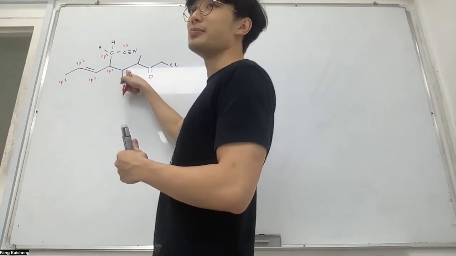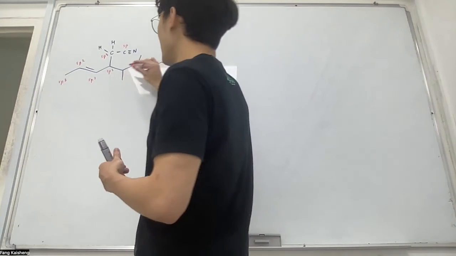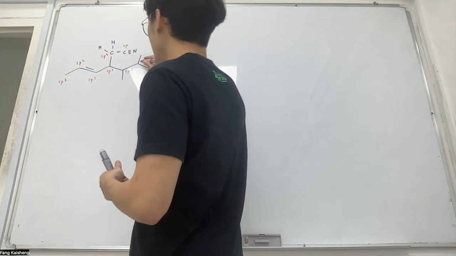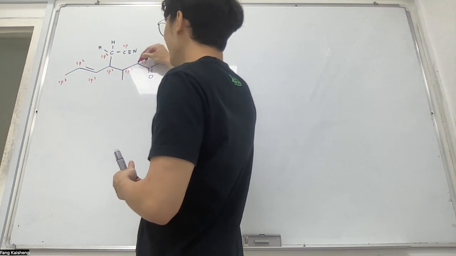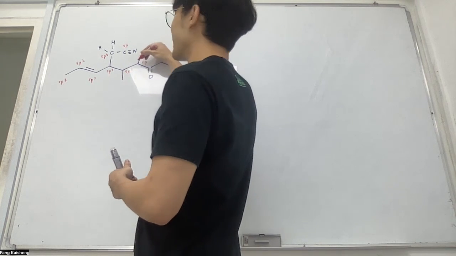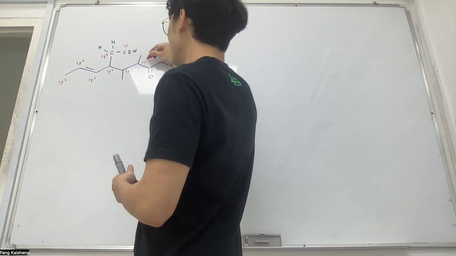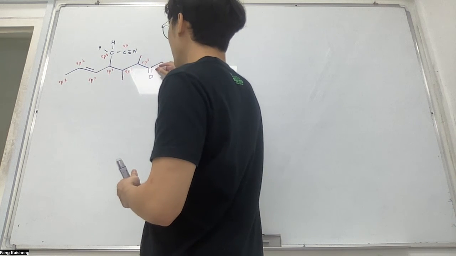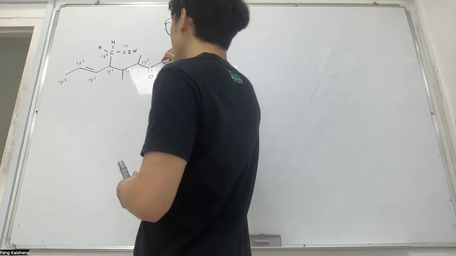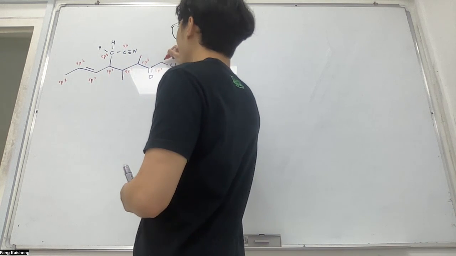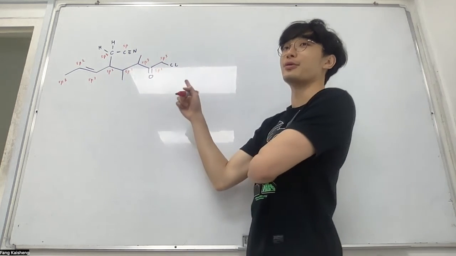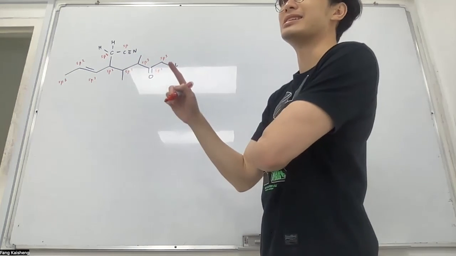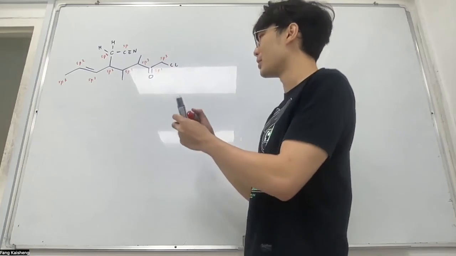How about this one? sp3. All single bonds, so it's sp3. Is that it? Yes. You see a double bond is sp2 already. Okay, good. All single bonds. This one is fluorine, so we don't count those. You only count carbons. Is there anything else that we have possibly missed out?